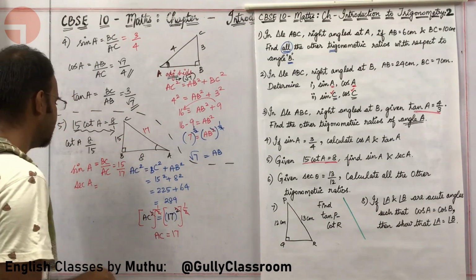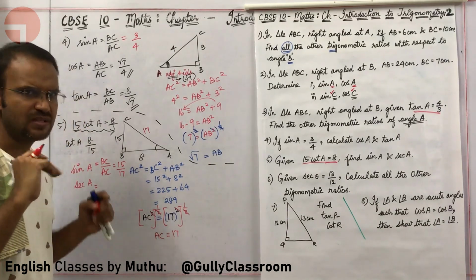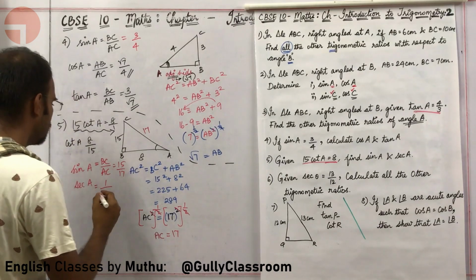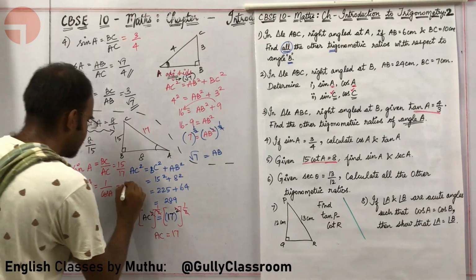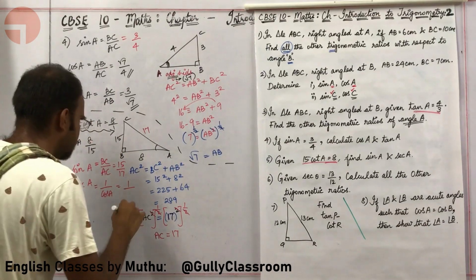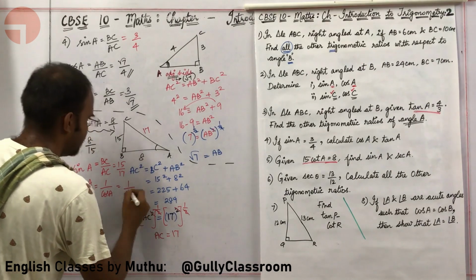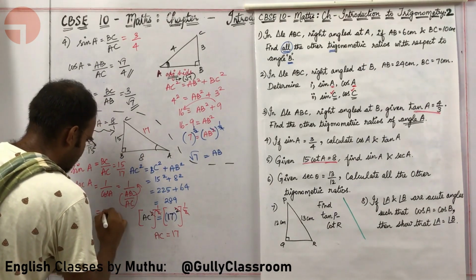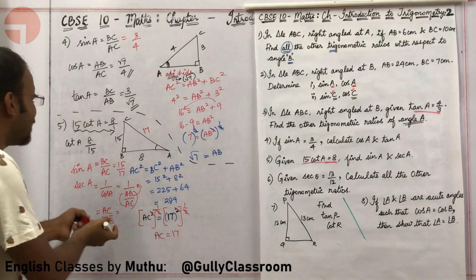What is secant A? Secant A is nothing but 1 by cos A. If I am going to work it out like this, what is cos A? Cos A is adjacent by hypotenuse. The adjacent side is AB divided by hypotenuse AC. Taking the reciprocal, AC by AB is the final formula. I can directly use this formula.